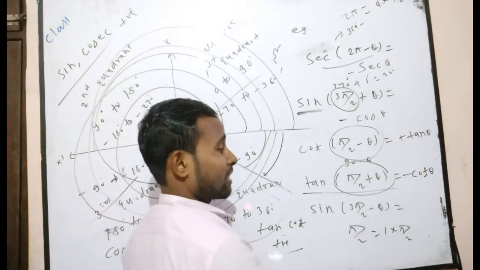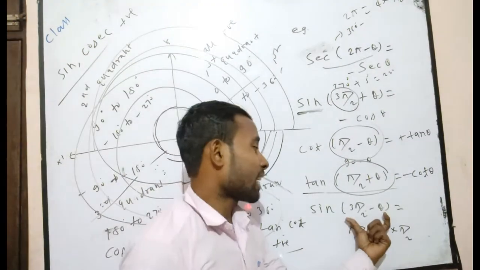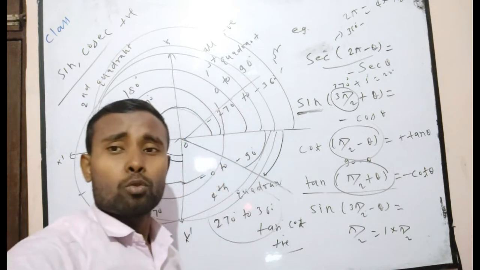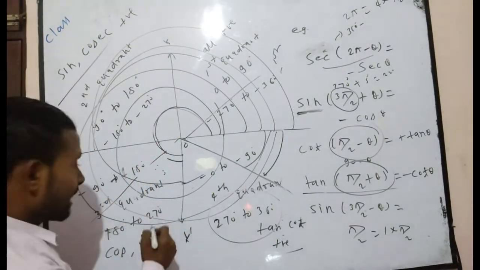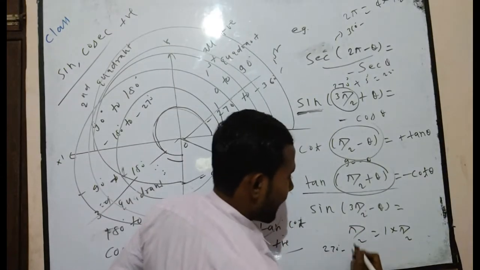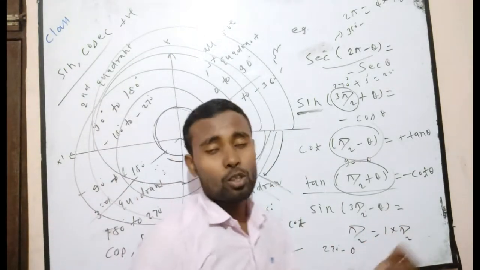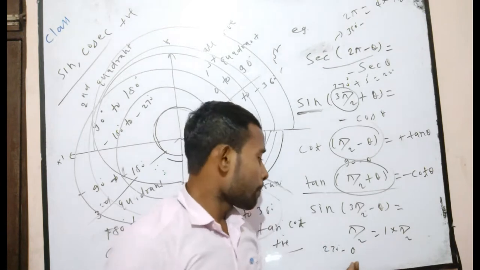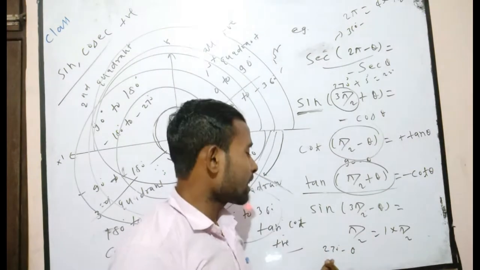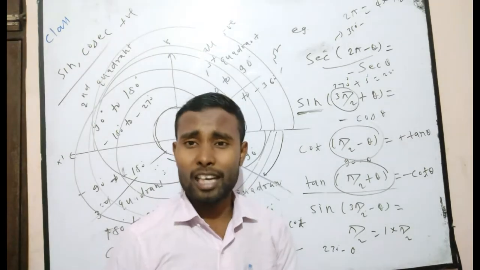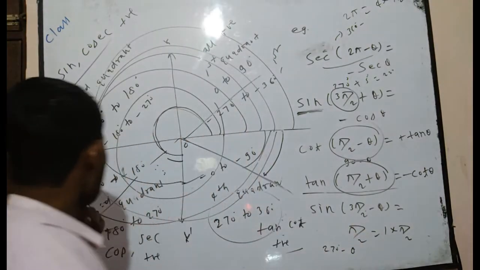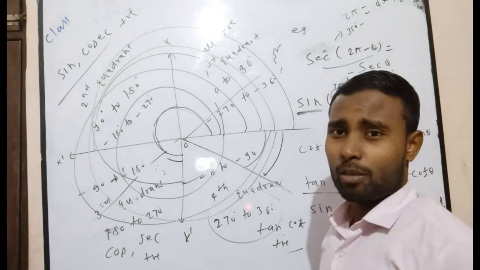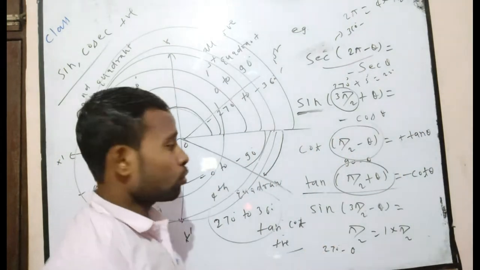Similarly, sin(3pi/2 - theta), how can we recognize it? First of all, you have to check in which quadrant 3pi/2 - theta lies. You know that 3pi/2 means 270 degrees, and it is 270 degrees declined by angle theta. As theta is between 0 and 90, you can suppose any angle, say theta is 30 degrees. Then 270 minus 30 is 240, and 240 always lies in the third quadrant. So in the third quadrant, cos and sec are positive and all other trigonometric functions are negative. Here it is sine, so you have to take a negative sign.